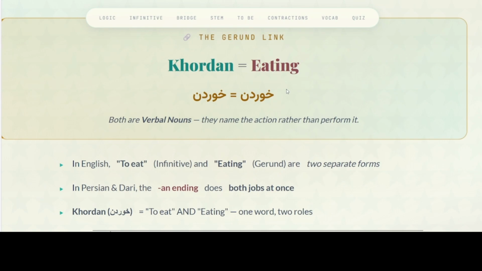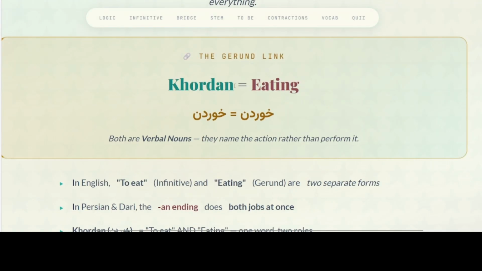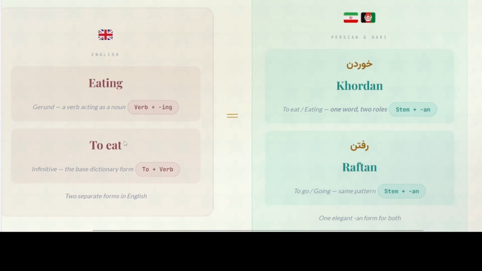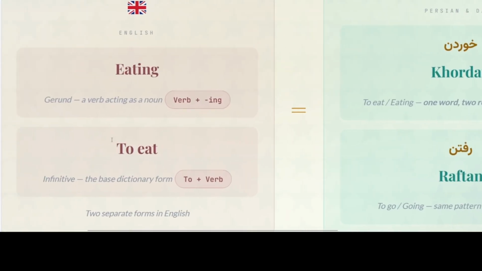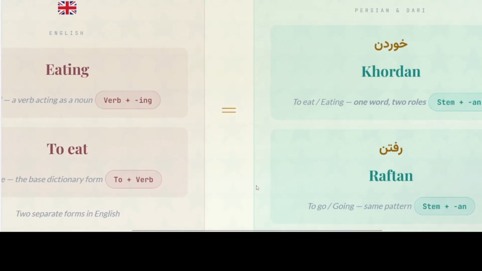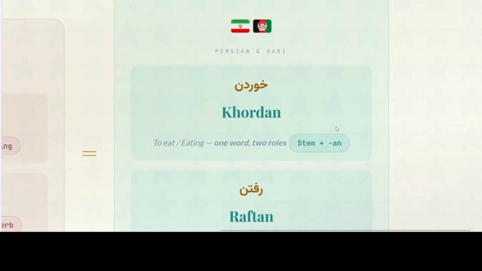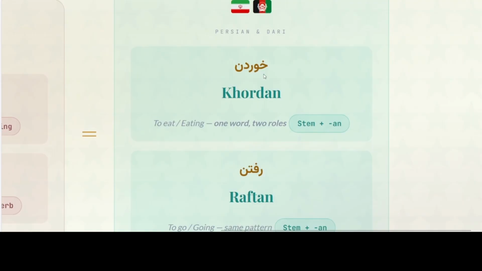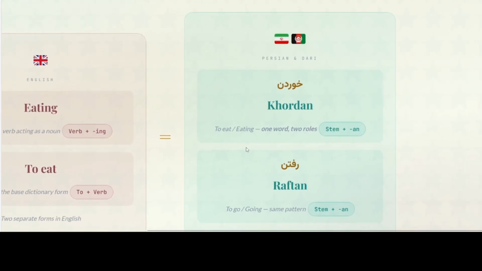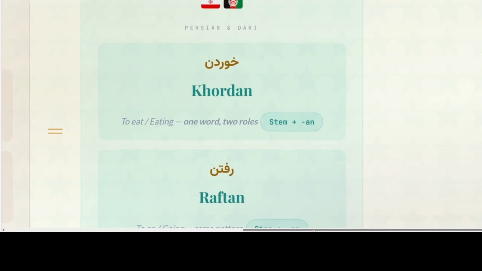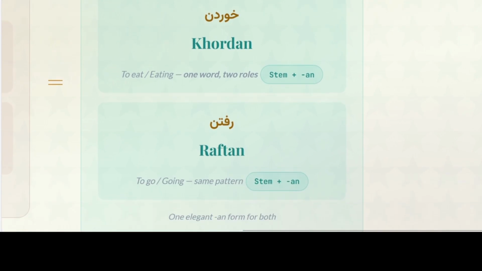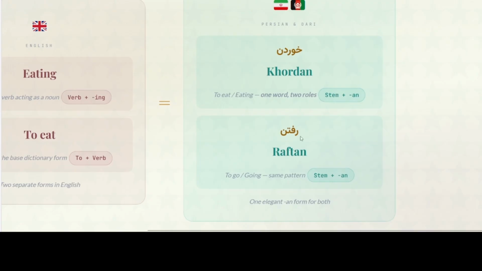But you know, eating is a noun, or khordan is a noun. If I want to make sentences, I cannot do that. Take a look at here. I have eating, verb plus ing, to eat, to plus verb. But in Persian, I have again the word khordan. Khordan means eating, but what is it made of? It's made of a stem plus an. It's not made of the full version of the verb. It's just made of a stem plus an, or raftan. Raftan is also the same. It's made of a stem plus an. So this stem is very important.